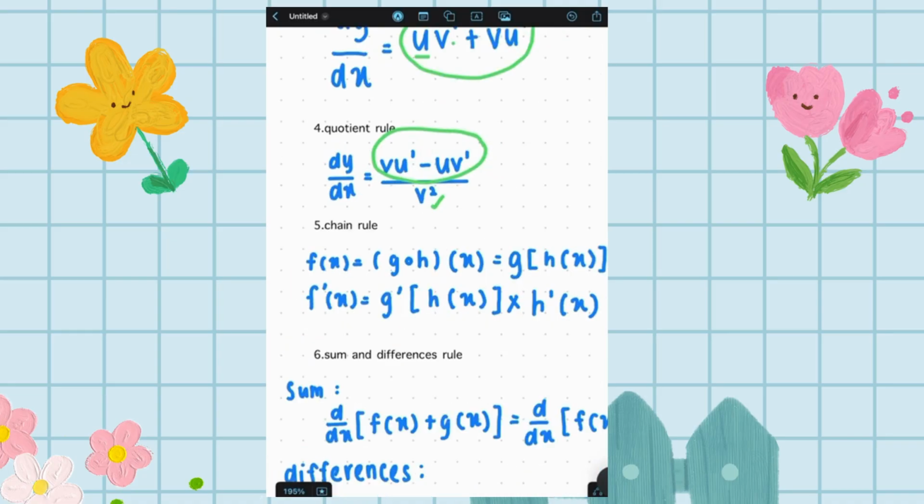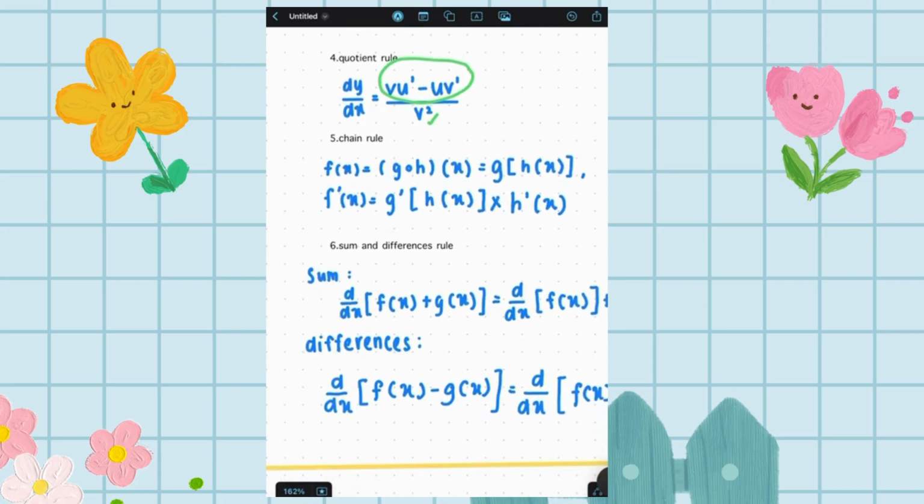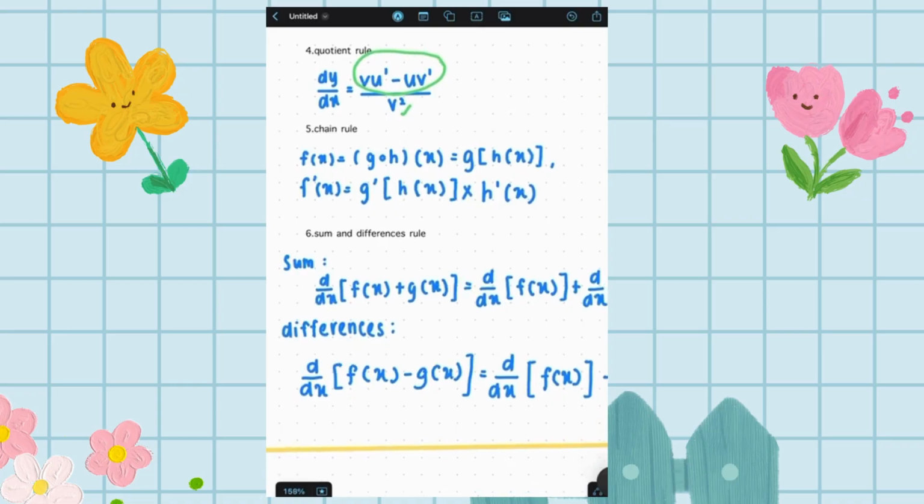Next, we have the chain rule. The chain rule is used when one function is inside another. In simpler words, differentiate the outer function, then multiply by the derivative of the inner function. The outer function and the inner function. That's all.